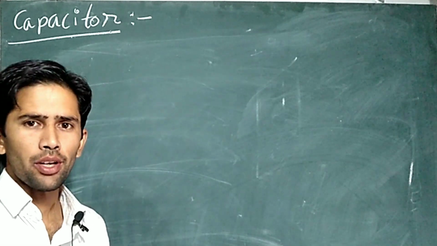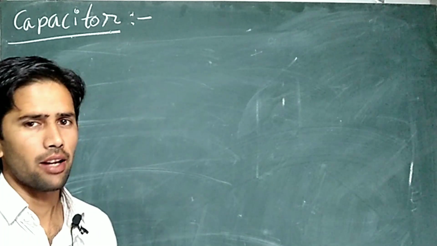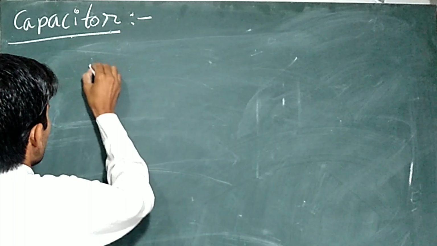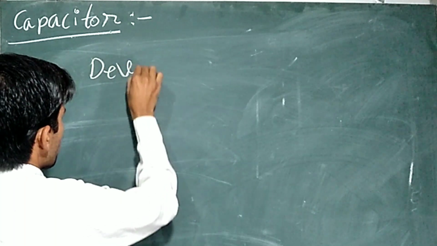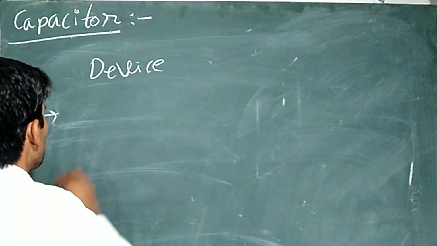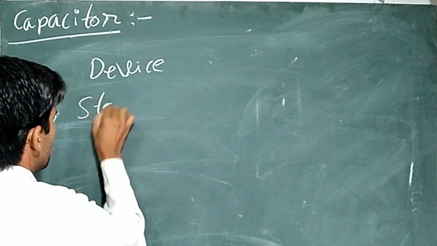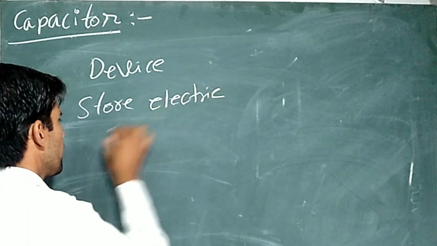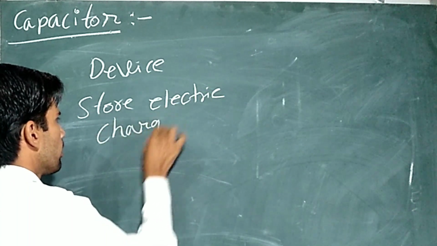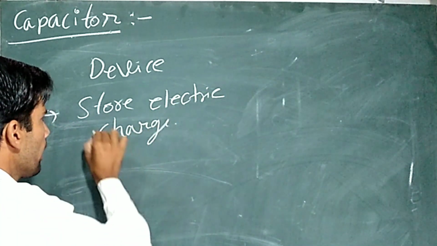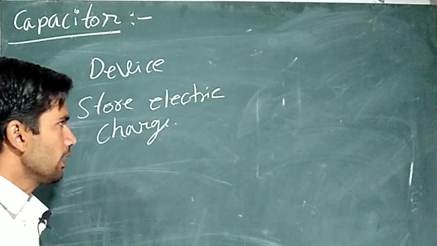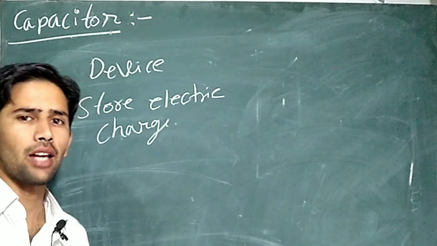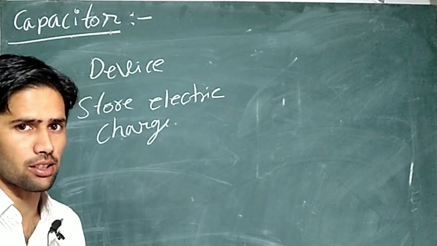Good morning. Today we are going to discuss the capacitor and some basic terms related to the capacitor. And what is a capacitor? A capacitor is an electronic device. And what is its purpose? It stores electric charge. Here it means that a device which stores electrical charge is called a capacitor. A capacitor has the ability to store electrical charge.